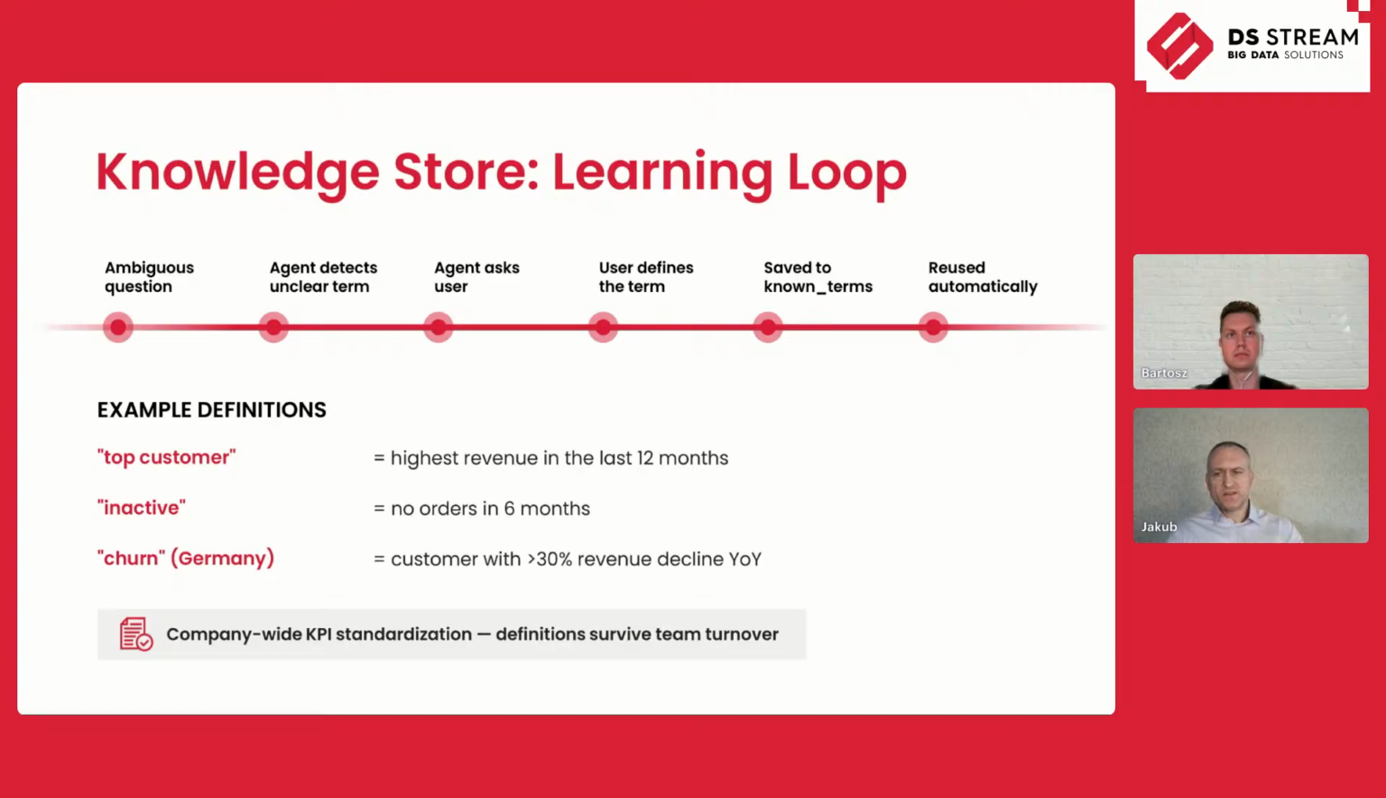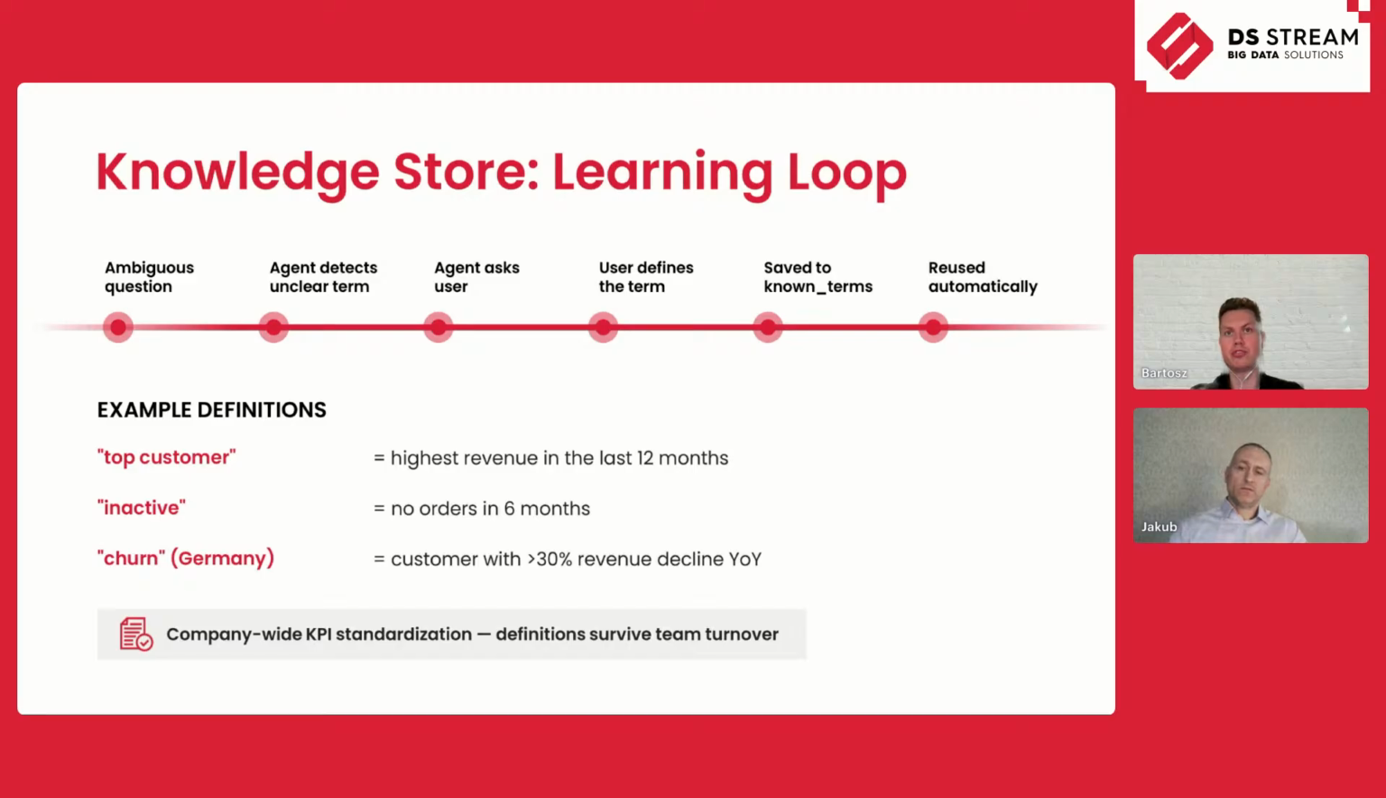In practice, this means something important for the business, the KPI standardization, because you define once what active customer or week or month mean, and then this definition works consistently for every user and not just for one person who happened to remember how it was calculated.